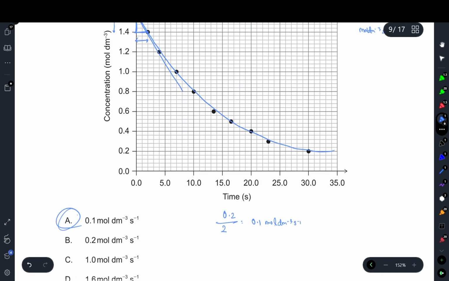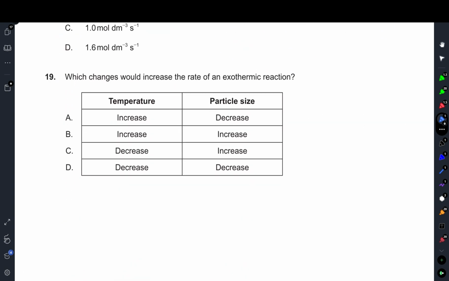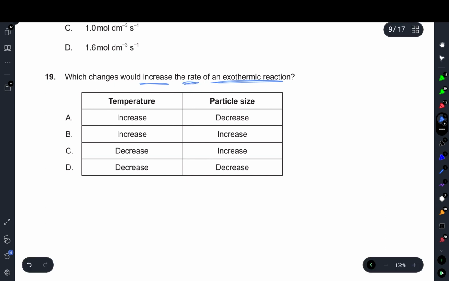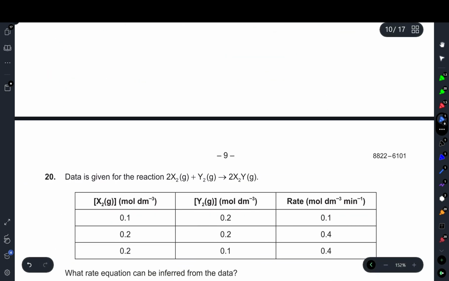Option A. Question number 19. Which changes would increase the rate of an exothermic reaction? So when we're talking about the rate, we're not talking about equilibrium here, guys. Keep them separate. This is a very common point of confusion. Mixing equilibrium and rate up, you make mistakes in the paper. The rate is always proportional to increases in temperature, so increase the temperature and you will increase the rate. Next, decreasing particle size increases the surface area, which means that you increase your rate.